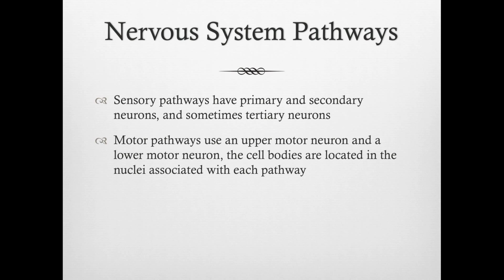Motor pathways, on the other hand, are going to be very specific. These use 2. So motor pathways will use an upper motor neuron and then a lower motor neuron. And the cell bodies of the nuclei are associated with each pathway. So you have these cell bodies that are located within the nuclei that are associated with each pathway. It has very specific nuclei that are associated with these pathways as a result.